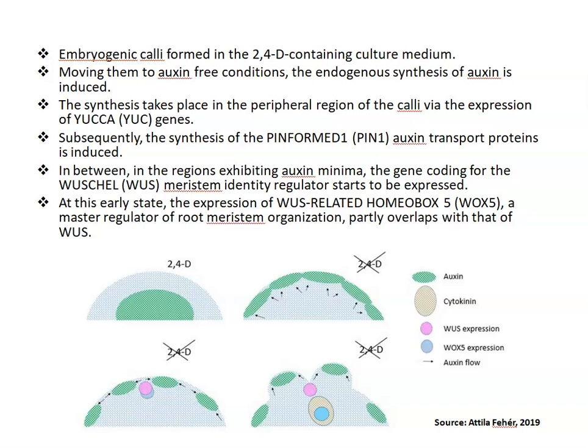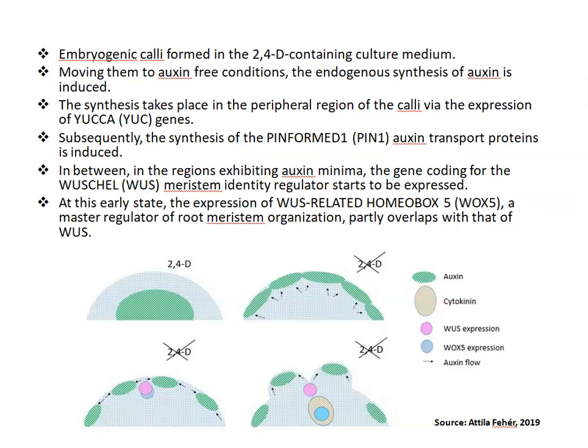So this synthesis takes place in the peripheral region of the calli via the expression of YUC genes. Subsequently, the synthesis of the PIN-FORMED 1, that means PIN1, auxin transport protein is induced, and their organized orientation results in auxin accumulation in the peripheral cell clusters.